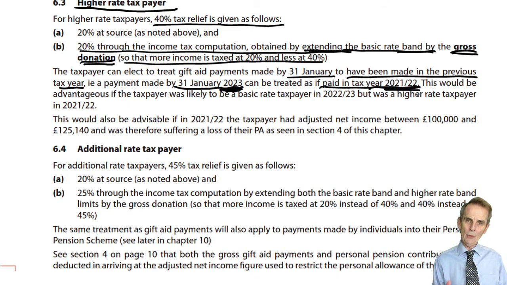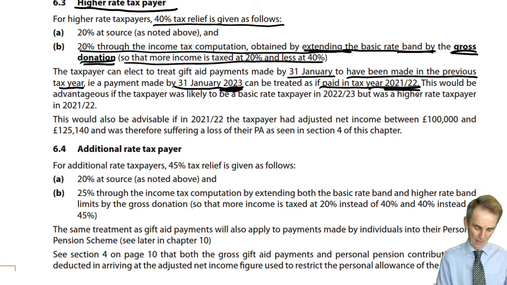So you paid it in the 22-23 tax year. You paid it by the 31st of January 23, and that would allow you, if you choose so to elect, to treat it as if it had been paid within the 21-22 tax year. It begs the question, why would you do that?